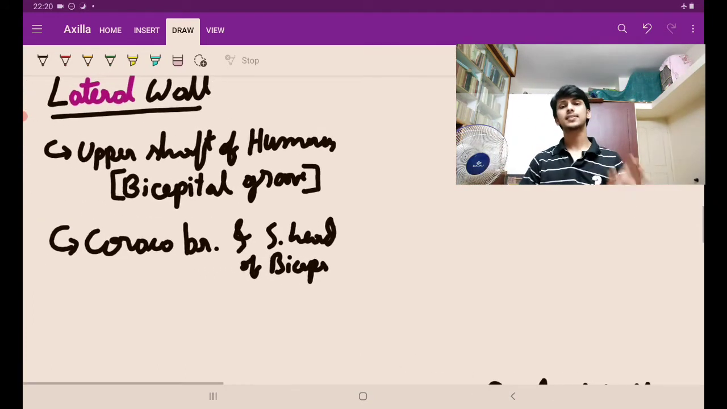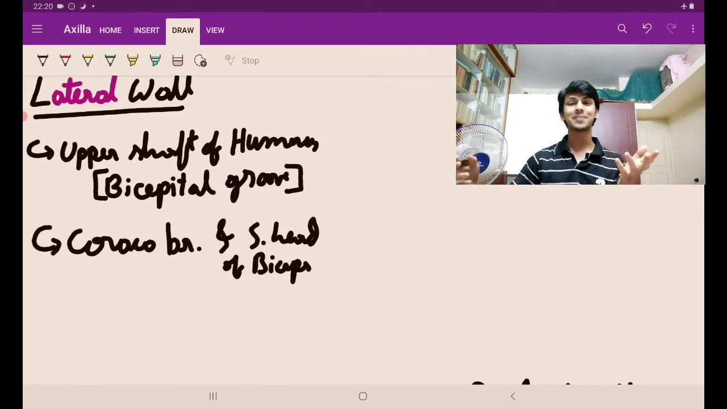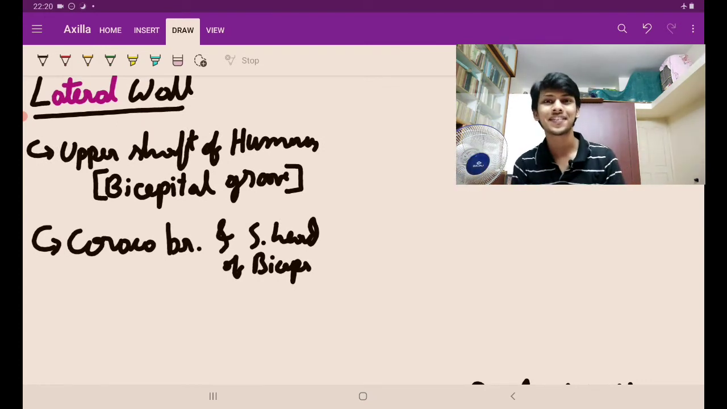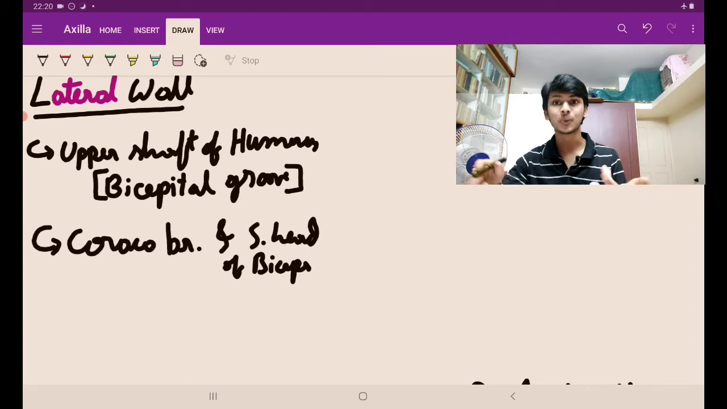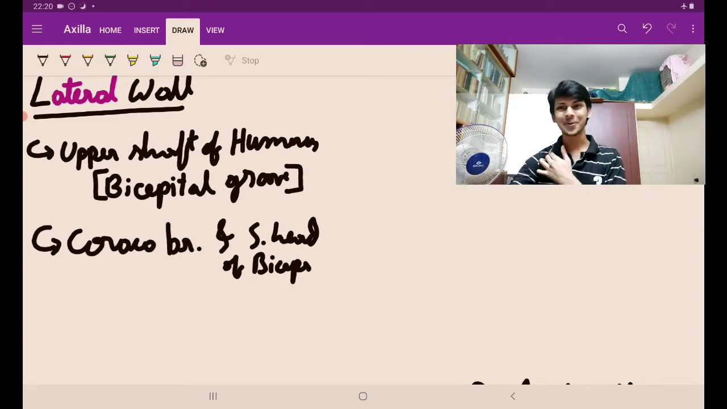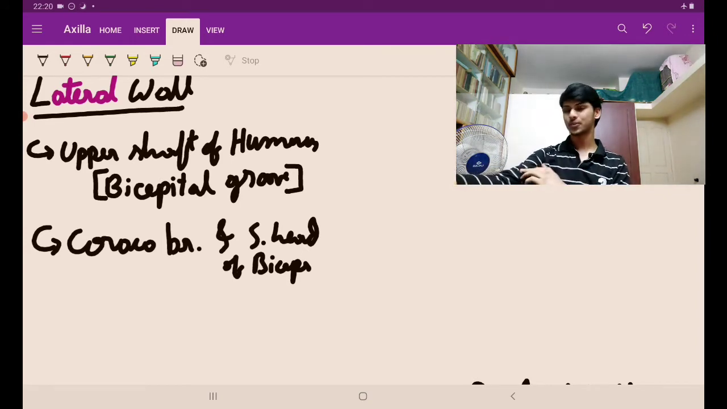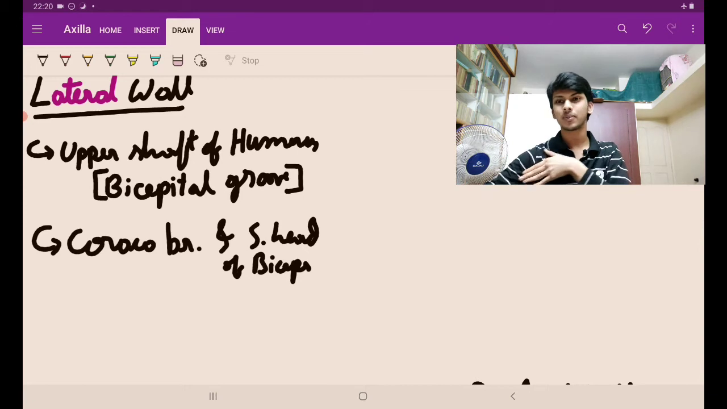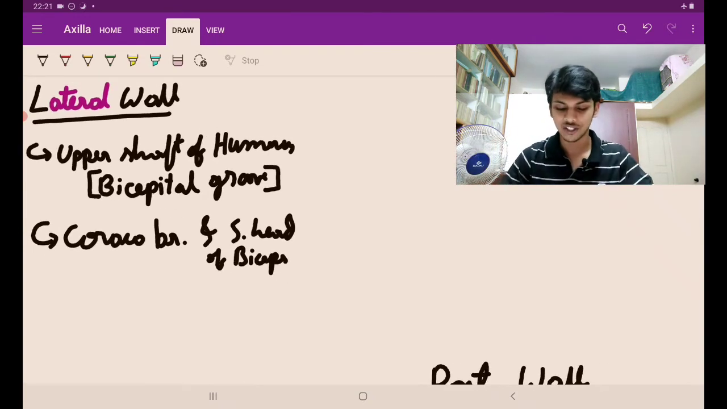Then there are two muscles there. Very unique muscles, one of my favorites during dissection, because I had torn those muscles. The coracobrachialis, which comes from the coracoid process to the arm, to the brachium. Then there is the short head of biceps, that also comes from the coracoid process. If they are coming from the coracoid process and going to the arm, obviously they will form the lateral wall, because that is where the muscles are converging.